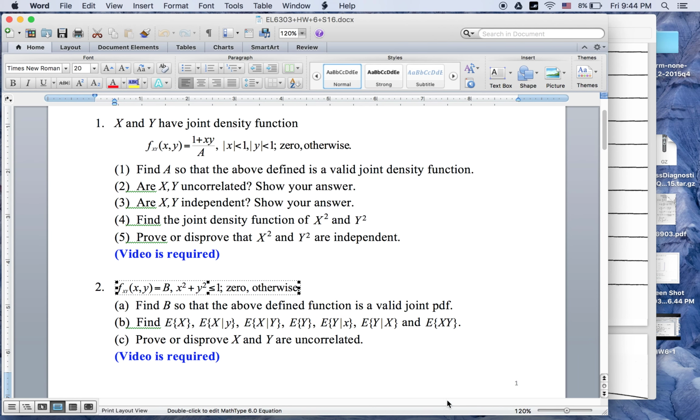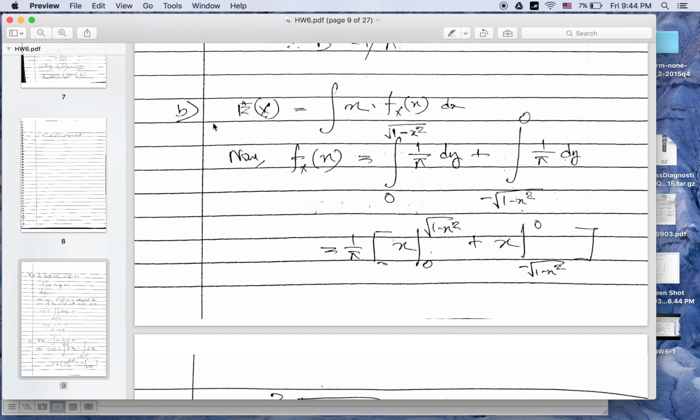So now let's look at part 2. Part 2 was to find out the expectation of x, expectation of y, expectation of xy, and all these expressions. First we calculate expectation of x, that is the integration of x times fx dx, and for this we need to compute fx first, that is the density function of x. How is the density function of x calculated? This is nothing but the integration from 0 to root over 1 minus x square of 1 by pi dy plus the integration from minus root over 1 minus x square to 0 of 1 by pi dy.